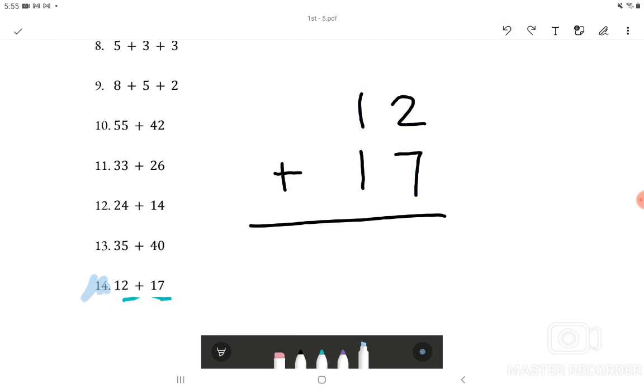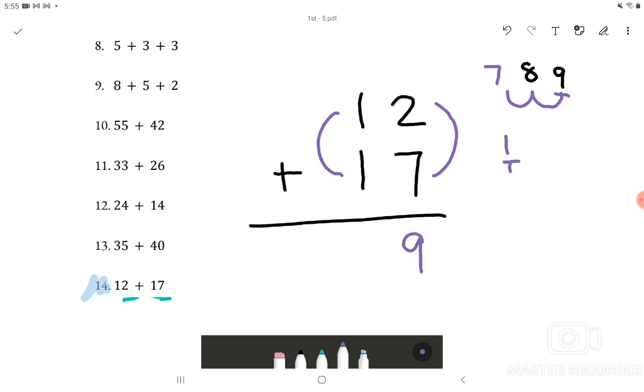Let's start by adding the ones place together, which is 2 and 7. 7 moving 2 steps forward would give you 9. So we know that 2 plus 7 is 9. And 1 plus 1 is just 1 and 1 step forward, which would give you 2. So we know that the answer for 14 is 29.